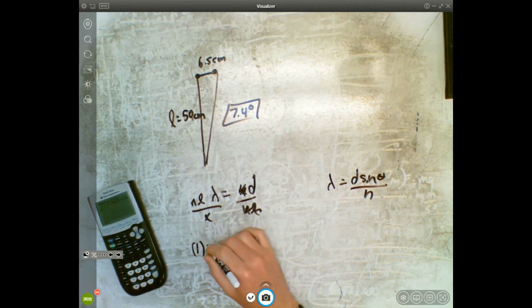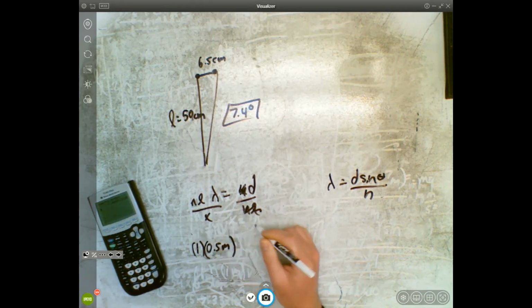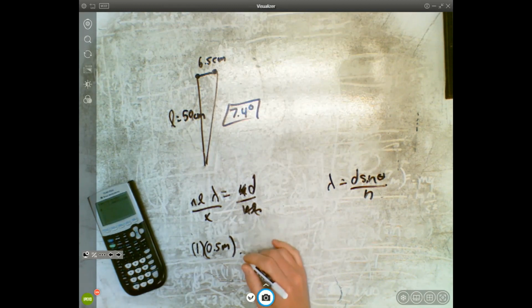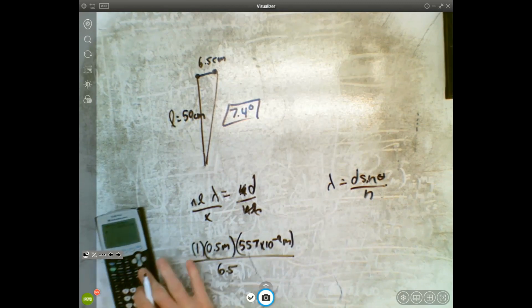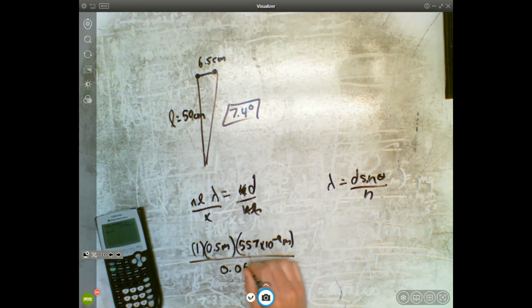Our length is 0.5. For the formula, we have to switch it into meters. Our wavelength is green laser, so it's 557 nanometers, so 557 times 10 to the -9 meters. And then we measure 6.5. So if we plug all that in, this is going to be in meters, divided by 0.065, so we get 4.28 times 10 to the -6 meters.